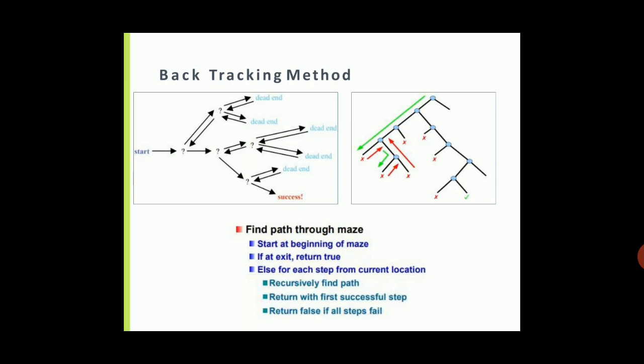Here, finding the path starts from the beginning of the maze. If it reaches the exit, then return the value true, else try each step from the current location, and recursively find the path, return with the first successful step, and return failure if the step fails. This is the backtracking method. And next, we will discuss the greedy approach.